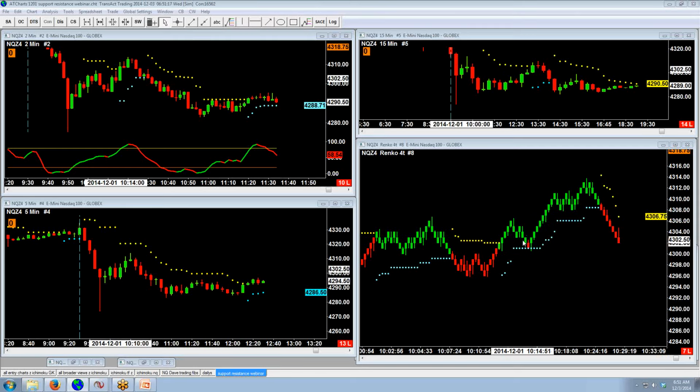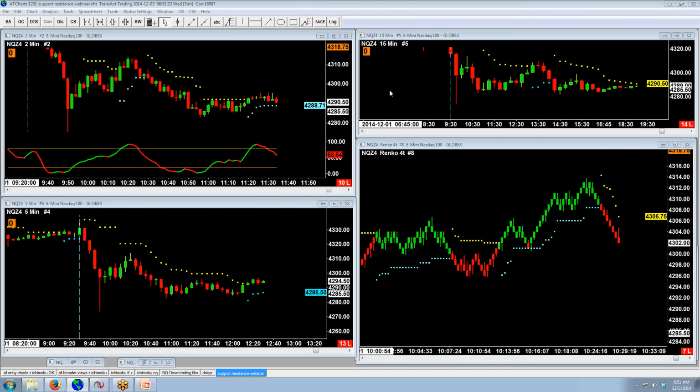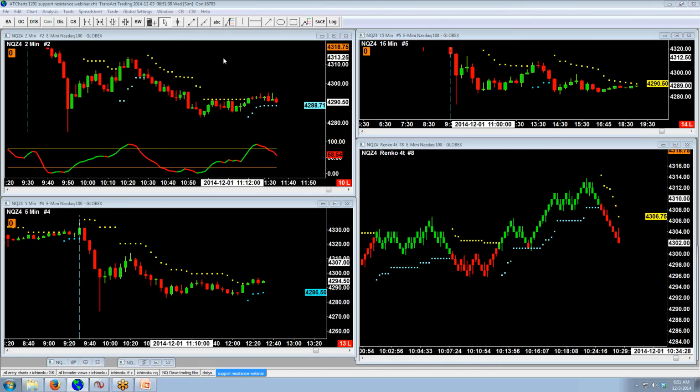And depending on the type of trader you are would determine which time frames you would use. If you're somebody who's more of a swing trader or position trader, you would use the larger time frames. If you're somebody who's a day trader, you would use the smaller time frames or tick frames. It doesn't matter. So here's one example of how I use it.